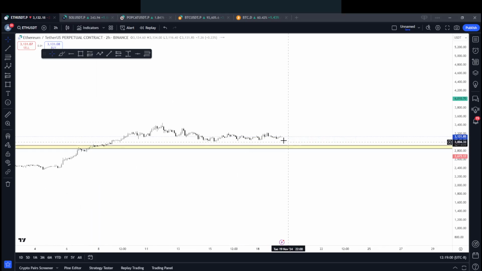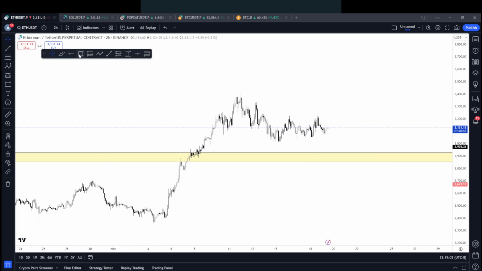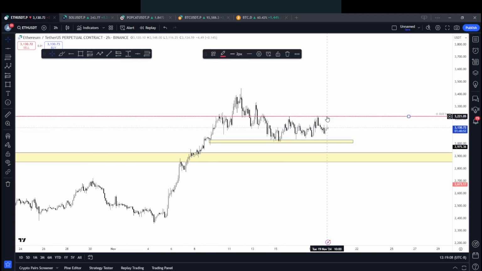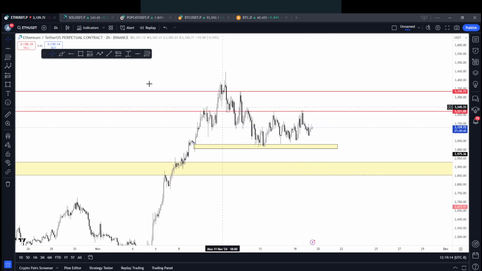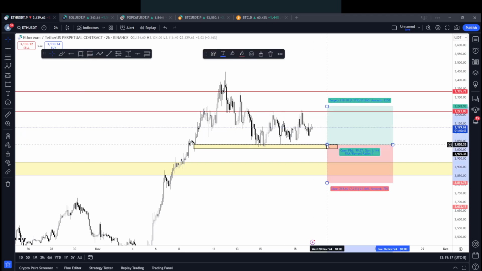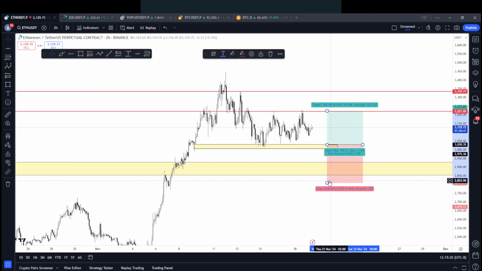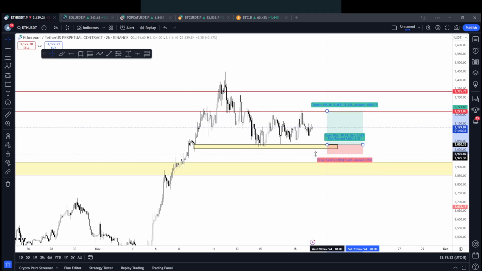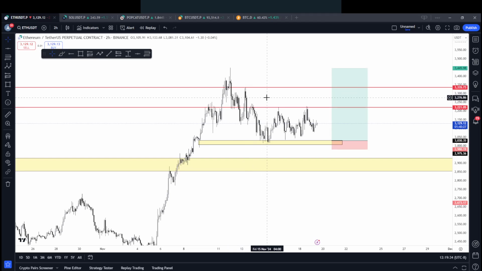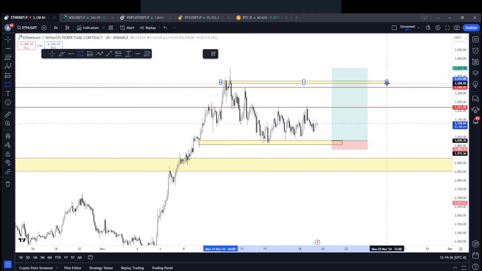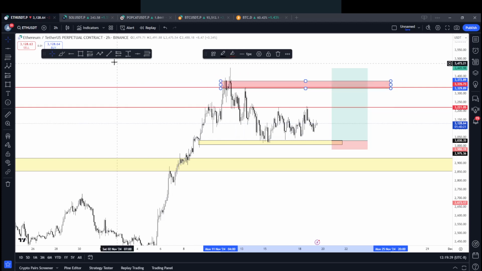Lower time frame, we just got to weather out the storm. All right, so here is your demand. Here is your resistance. All right, so lower time frame, if you're looking for longs, range low, TP1, TP2, and TP3. Eventually this is going to break hard, but again, playing a range.